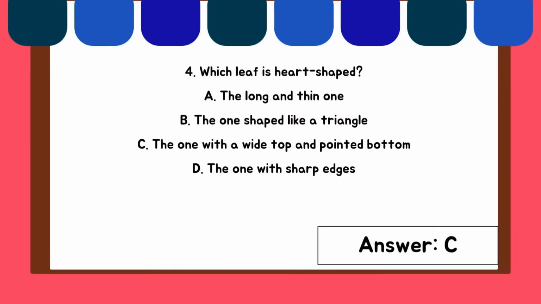Number 4. Which leaf is heart-shaped? A. The long and thin one, B. The one shaped like a triangle, C. The one with a wide top and pointed bottom, or D. The one with sharp edges. The answer is C. The one with a wide top and pointed bottom.